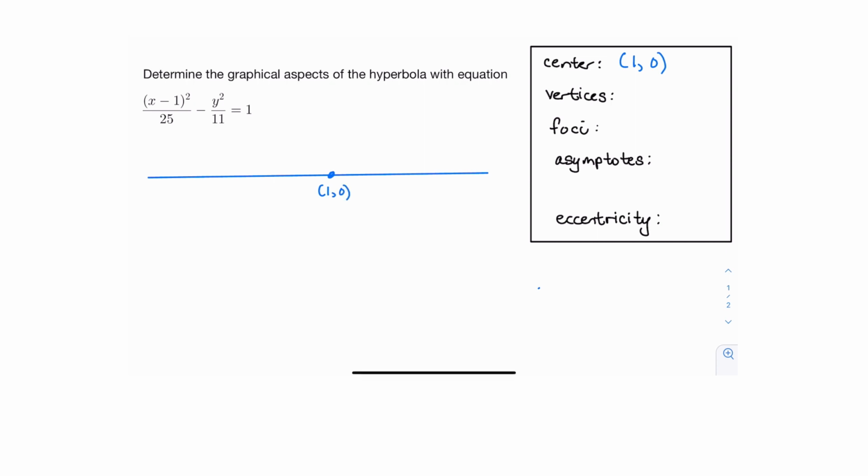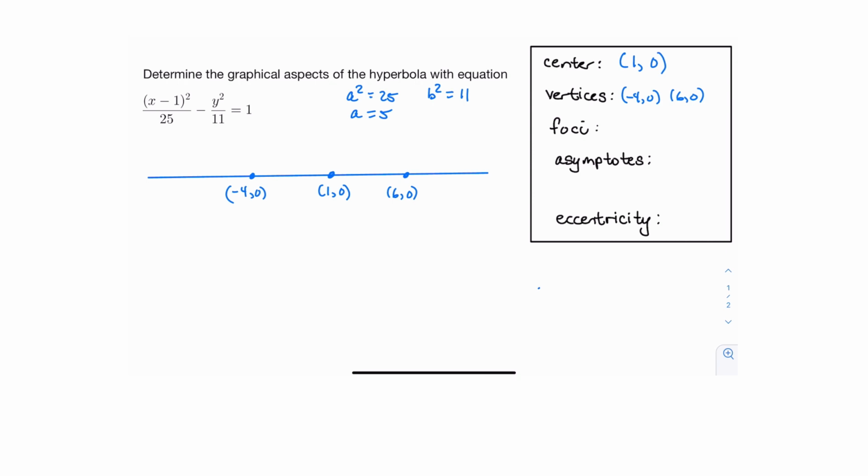Now the denominator of the x squared term is 25, which means that a squared is 25 and b squared is 11. So that means that a is equal to 5, and that means that the vertices are each 5 units away from the center. So 5 units to the left of (1, 0) is (negative 4, 0), and 5 units to the right of (1, 0) is (6, 0). So there we have that. So our vertices are (negative 4, 0) and (6, 0).